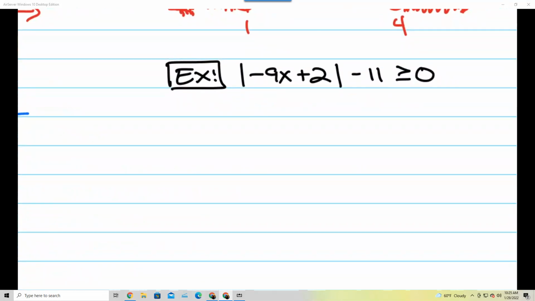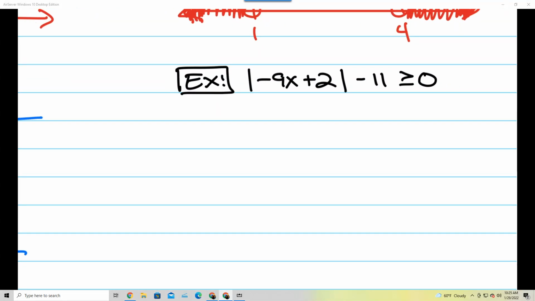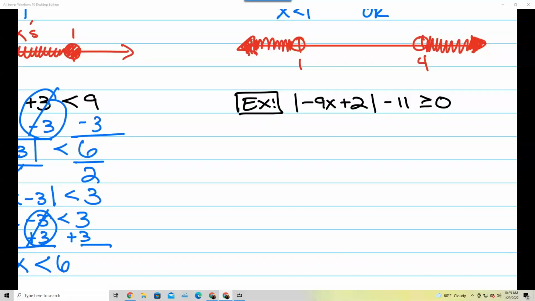Last one. I got |negative 9x plus 2| minus 11 is greater than or equal to 0. First thing I need to ask myself is, can I use the shortcut? The answer is no, because that minus 11 is causing the absolute value not to be isolated. So I need to go ahead and isolate the absolute value. I can do that by adding 11 to both sides first. You cannot do the shortcut until that absolute value is isolated.